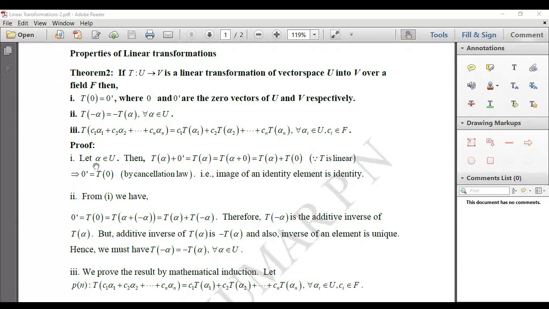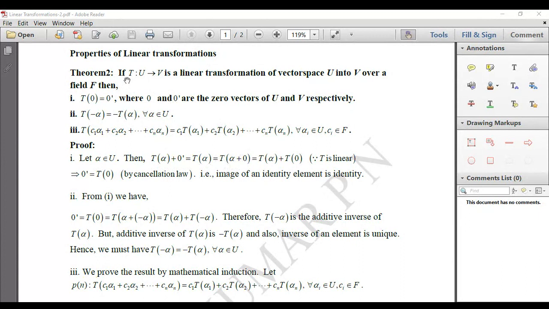Now, alpha is an element in U. And note that U is also a vector space. Hence, it is an abelian group under addition. Hence, the identity law under addition holds. What is the identity law? Take any vector in U, add that with 0, then the resulting answer will be that element only. So since alpha is a vector in U, I'm writing within brackets, alpha plus 0 is again alpha because of the identity law.